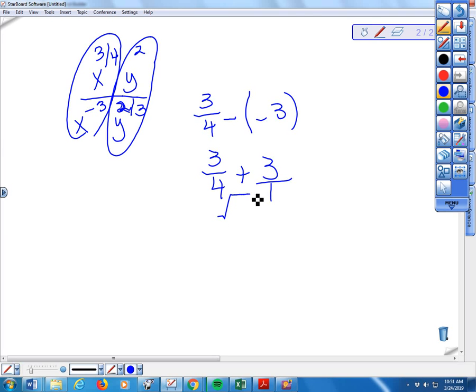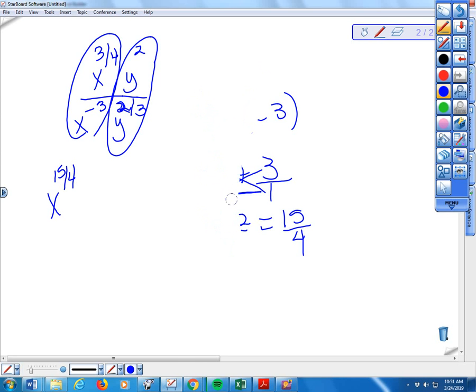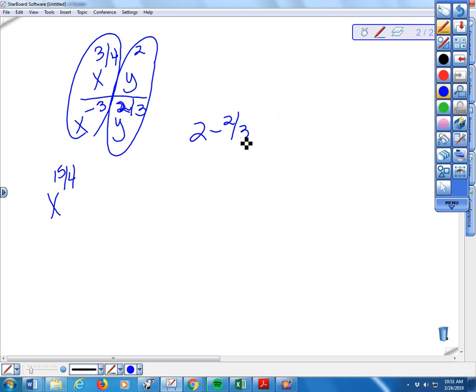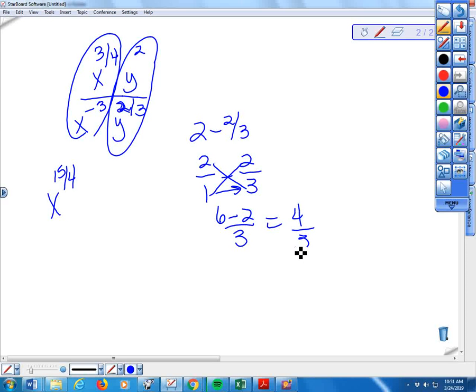If I multiply these together, I get 4. 1 times 3 is 3. 3 times 4 is 12. So this is 15/4. Okay, so I know it's going to be x to the 15/4. We always write it as an improper, never as a mixed number. And then I handle the y. So it's going to be 2 minus 2/3, which is 2 over 1 minus 2 over 3. Again, multiply, and I'm subtracting this time. Okay, y to the 4/3. And I'm done. I can't simplify that anymore.